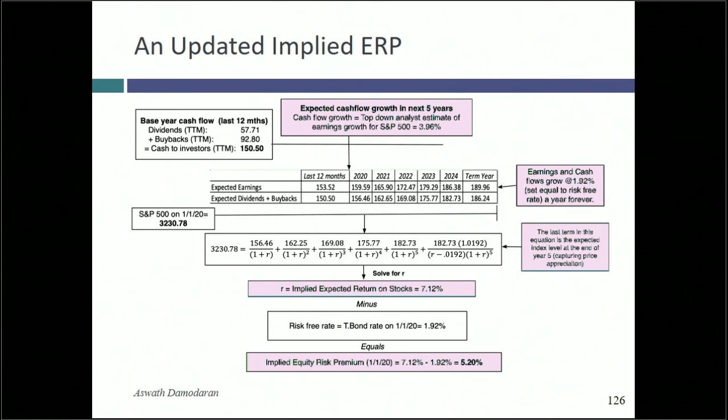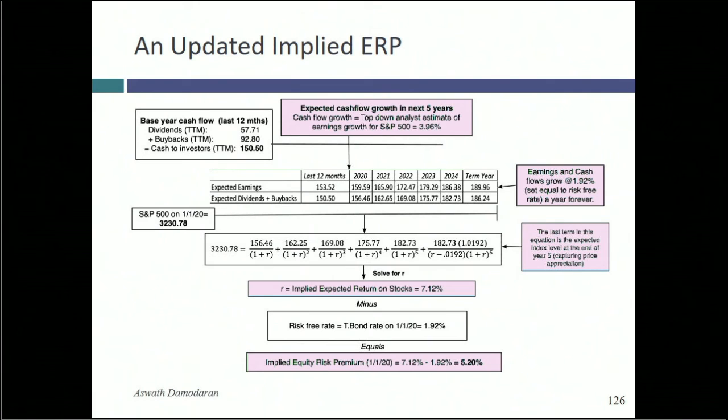The growth rate for the next 5 years has now dropped from 5.58% to 3.96%. People have become a little more sober about future growth. And the risk-free rate is now 1.92%. I do exactly what I did in November of 2013. I take the level of the index, I take the expected cash flows, I solve for R, and that number is now 7.12%.